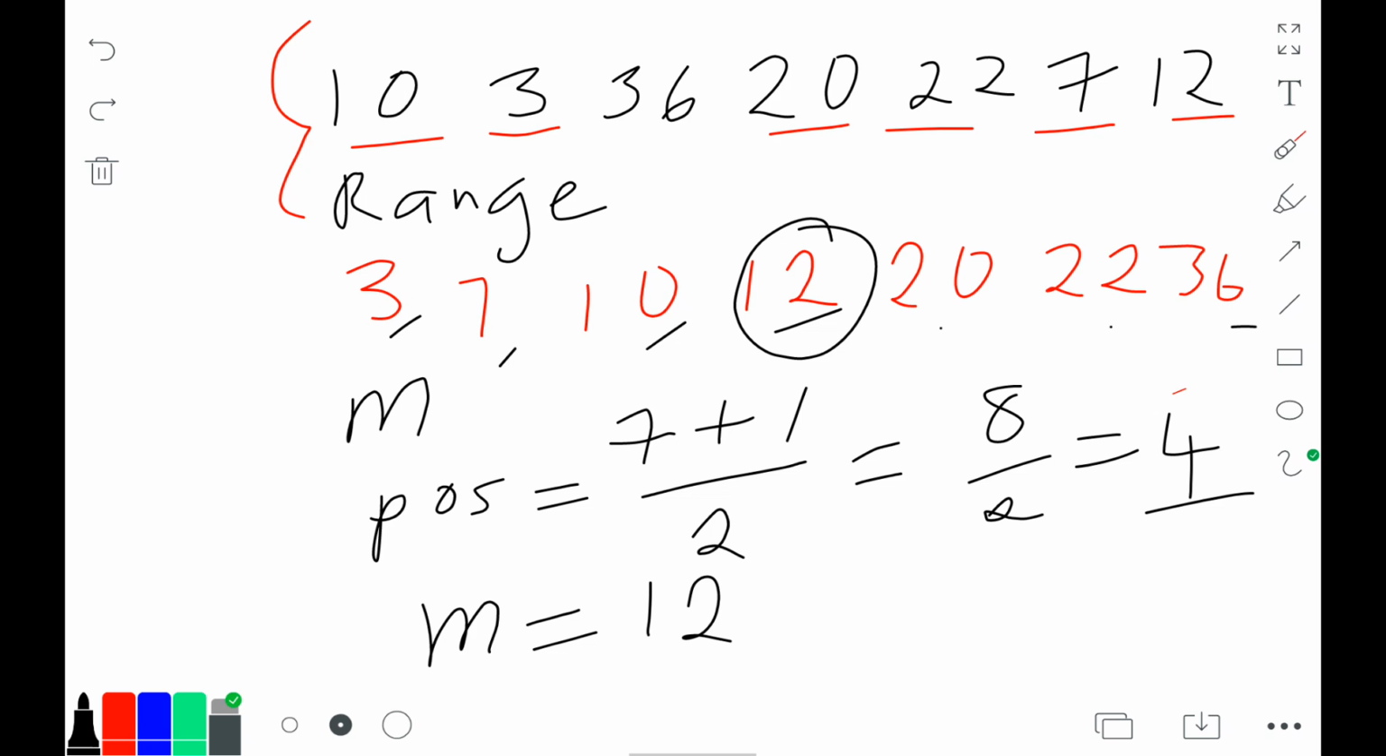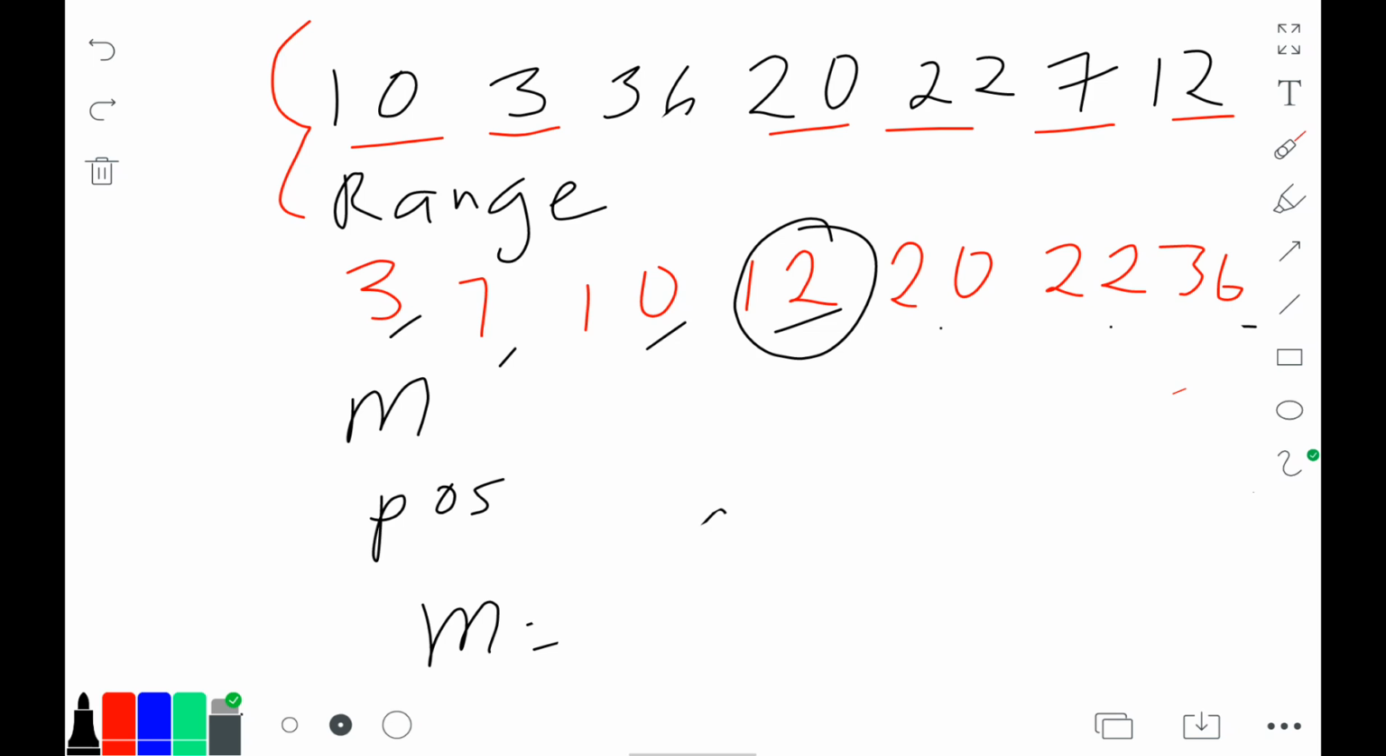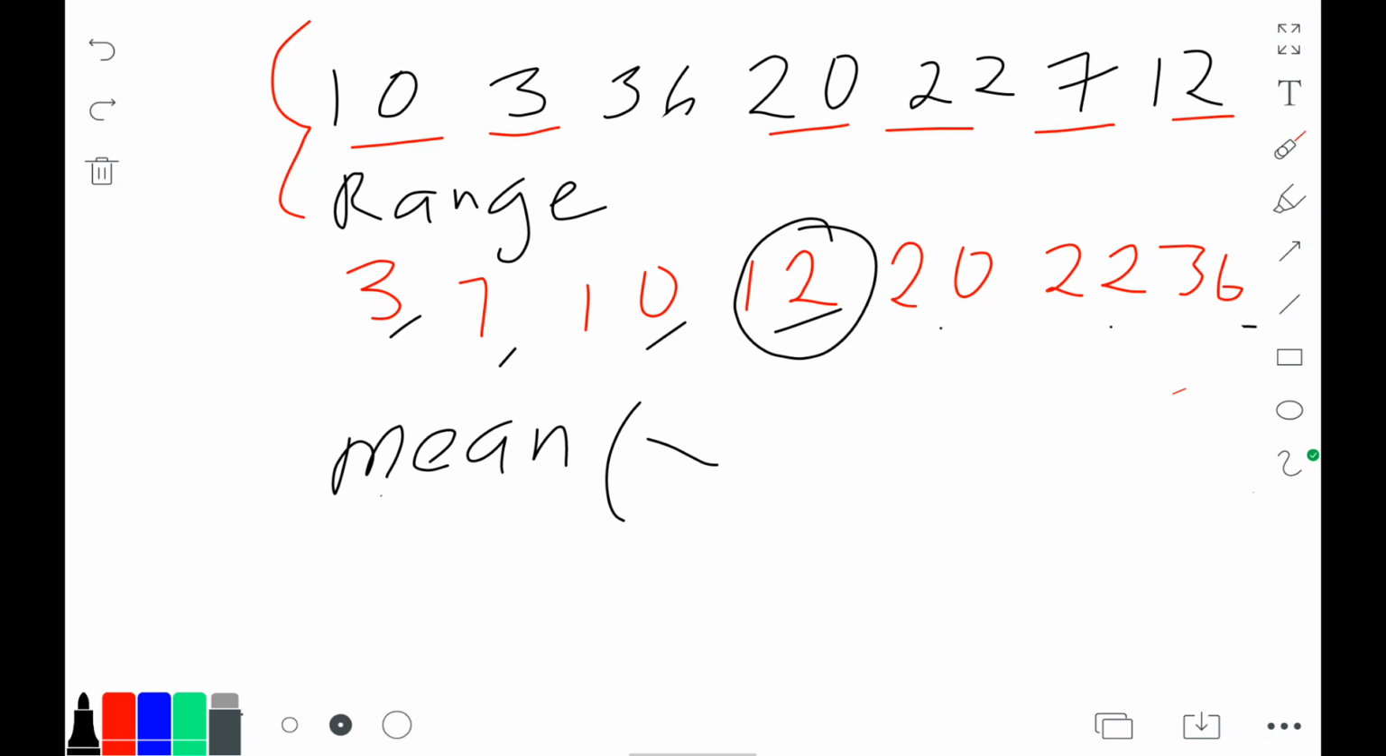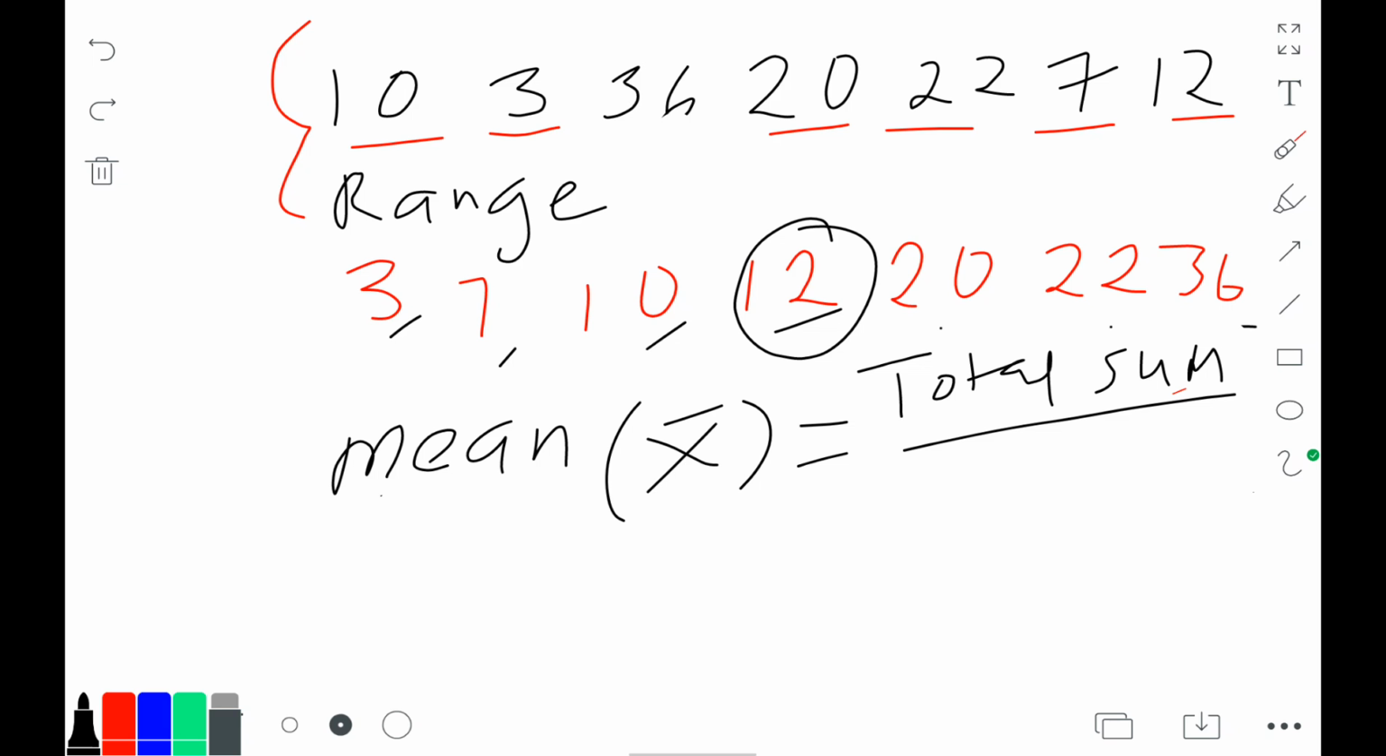After we have talked about the range and the median, I'm going to erase here. Now we're going to talk about the mean. The mean is the same as average. Mean on your calculator is called X bar. So mean is the total sum divided by the total number of terms.